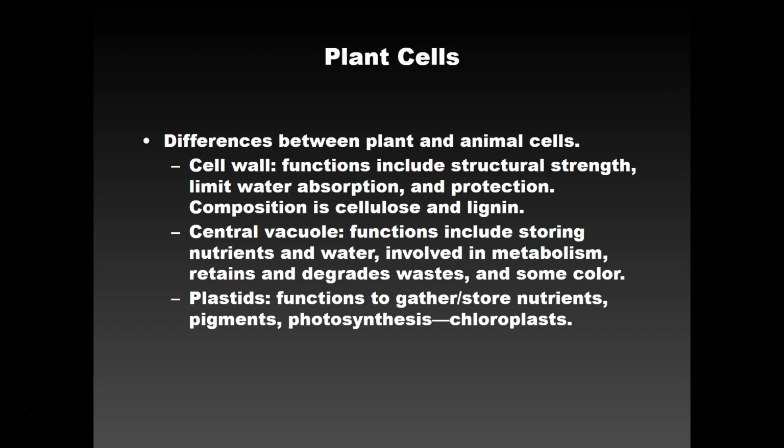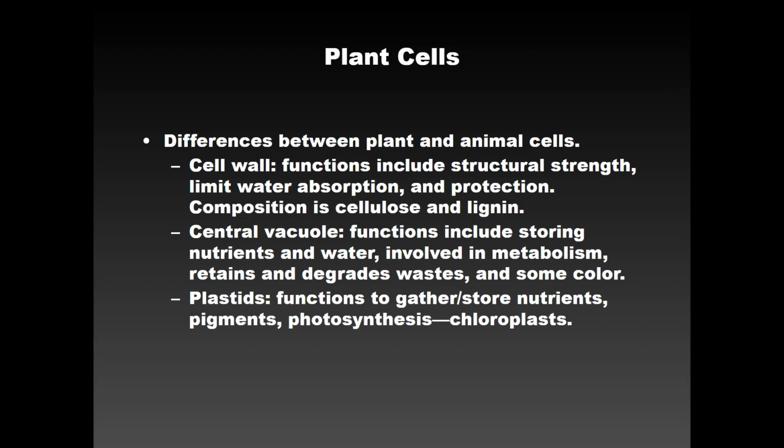Okay. You also have these things called plastids, which you don't have in animal cells. The function of a plastid is to gather and store nutrients. And the principal one, the one that everybody kind of knows about, is photosynthesis, and that's coming in the form of chloroplasts. Okay, so those chloroplasts are going to be used in order to photosynthesize. So these are the main generalizable differences between plant and animal cells.